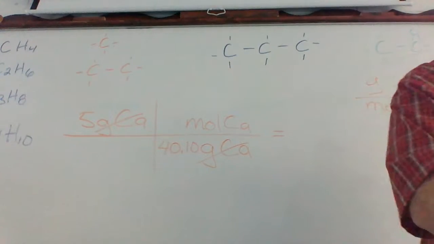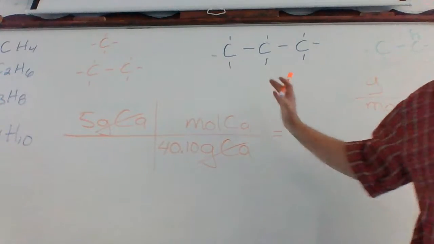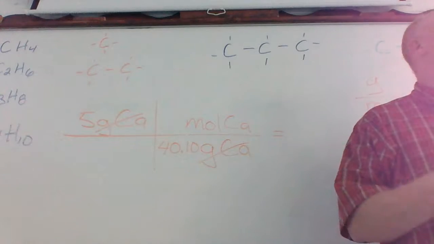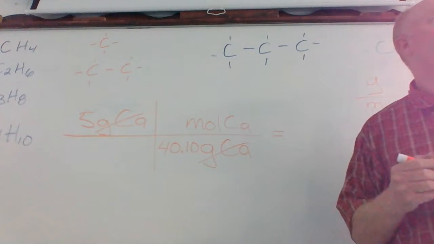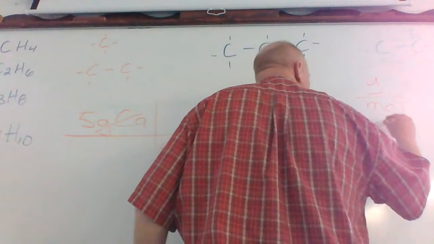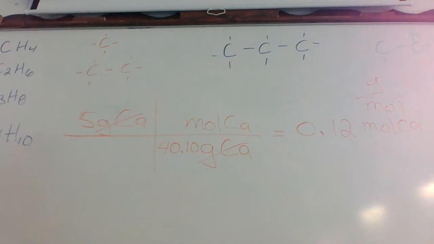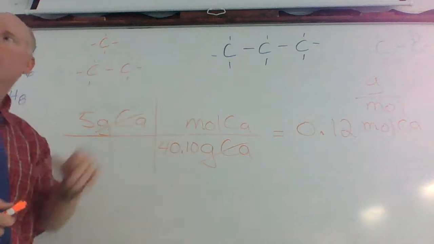So you've got to say something if we're going too fast, or if you don't know why a certain number is in a certain spot, please say something. We're left with moles of calcium. So we've got 0.12 mole calcium, because that's what the question was asking: how many moles of calcium are found in 5 grams? So we started with the 5 divided by the molar mass, 40, and we're left with moles.